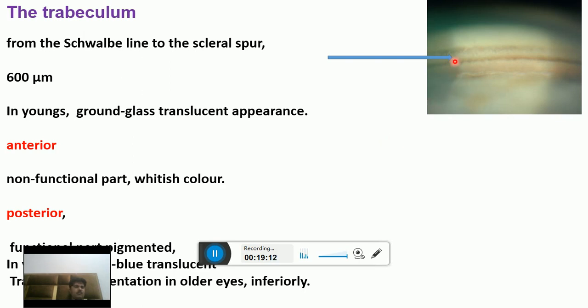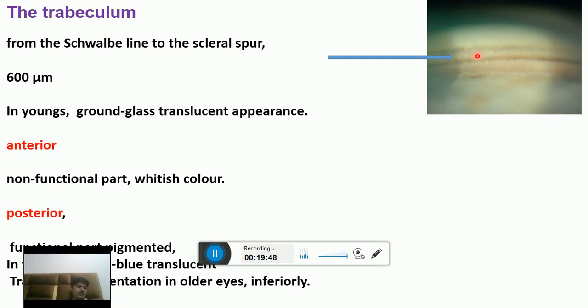Next is the trabeculum shown by the arrow. It extends from the Schwalbe line to the scleral spur. It has an average width of 600 micrometers. In younger people, it has a ground glass translucent appearance. The anterior part is the non-functional part and it lies adjacent to the Schwalbe line. This is the non-functional part. It has a whitish color.